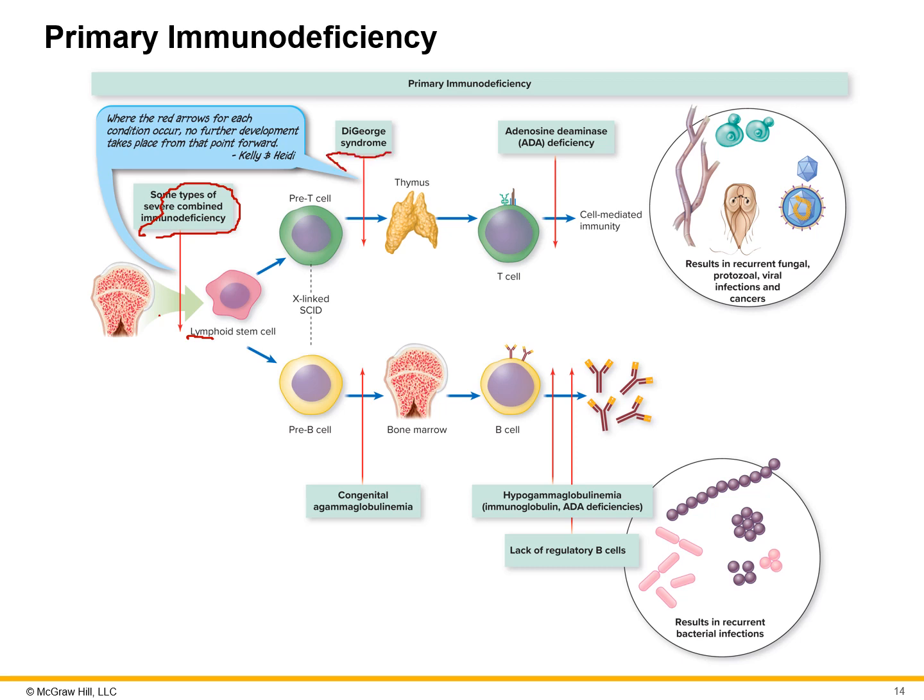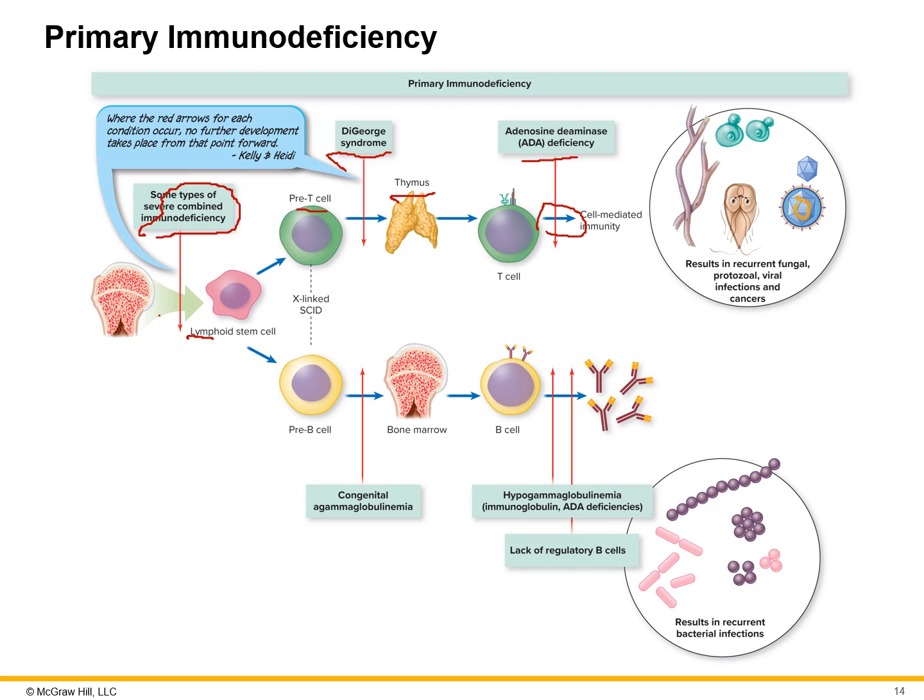Then in DiGeorge syndrome, this is going to selectively alter those T cells. So we're not going to get maturation of the T cells in the thymus. So there's still B cells that can be activated, but those T cells cannot. And then adenosine deaminase, ADA deficiency. Here the T cells are made, but they are not going to be able to release an enzyme to actually activate that response.